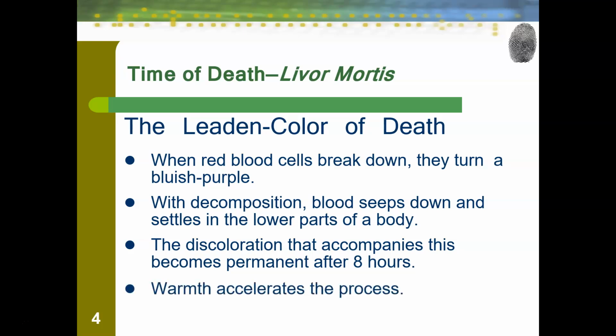Warmth does accelerate this process. The warmer an environment is, the quicker red blood cells break down and the quicker the blood is going to settle, meaning it's going to become permanent quicker. Similarly, the cooler it is, the slower this process will take.